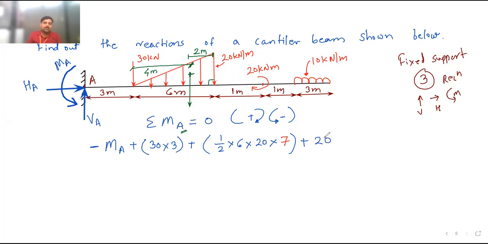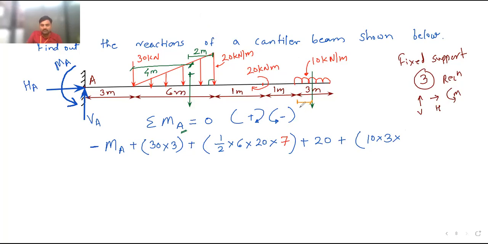And lastly, this UDL you have to consider. This UDL is also acting downward, so if you rotate this, it will rotate in clockwise direction. So I will take here plus. Now convert this UDL into the point load first. So conversion of UDL into the point load is 10 into 3. This point load, 10 into 3, will act at the center of this 3 meter. So if it is acting at the center, then the distance from this point up to here is 1.5.